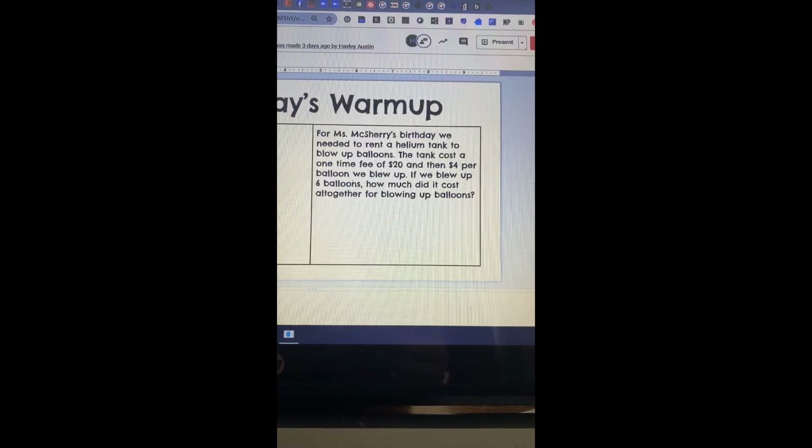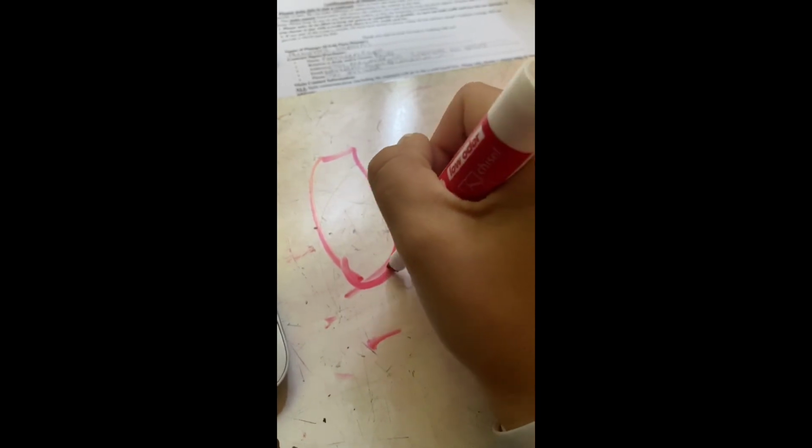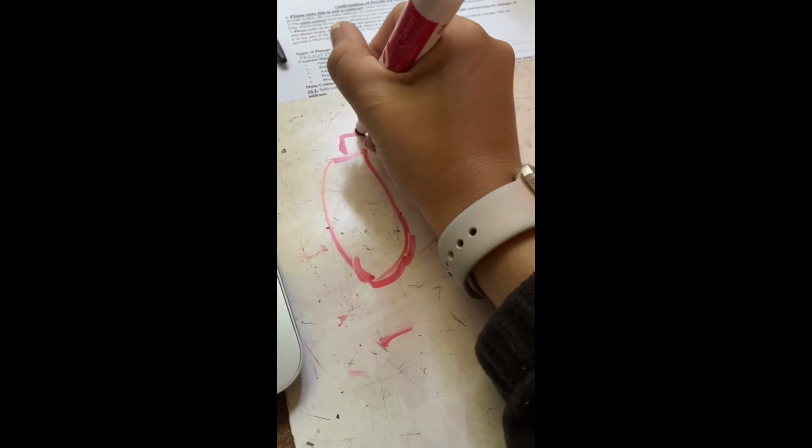All right, if we go to solve this problem, for Miss McSherry's birthday, we needed to rent a helium tank to blow up balloons. The tank, so here's my tank, just thinking about that. I don't really even know how to draw a tank, but here's a tank. And I'm just going to draw a little something to blow up the balloons.